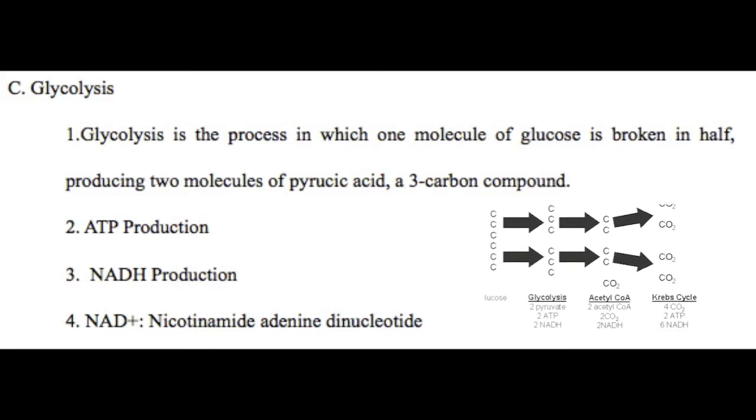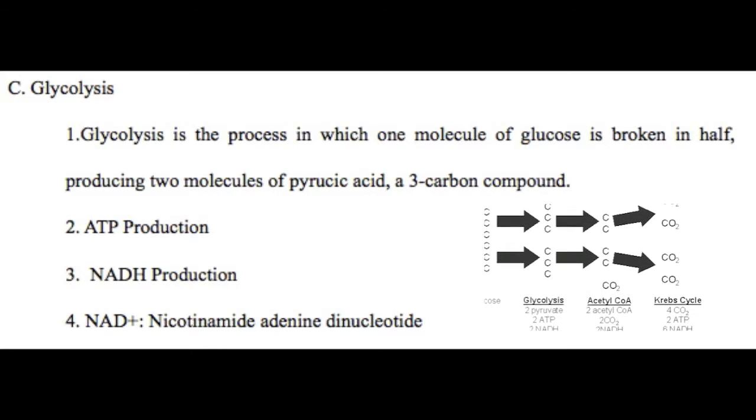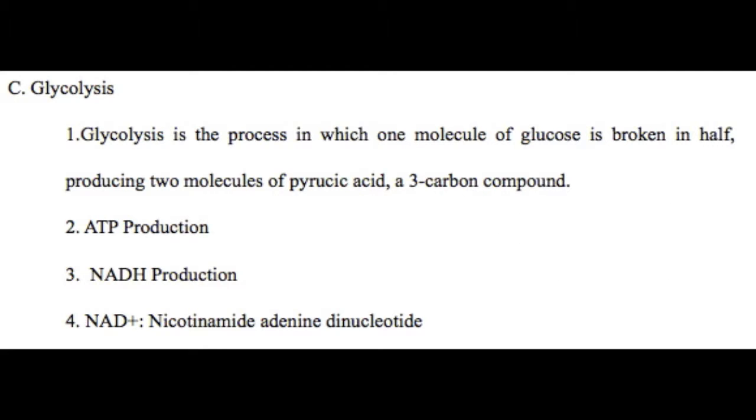Glycolysis is the process in which one molecule of glucose is broken in half, producing 2 molecules of pyruvic acid, a 3-carbon compound. ATP production is the main source of energy for glycolysis. For NADH production, one of the reactions of glycolysis removes 4 high-energy electrons and passes them to an electron carrier called NAD+, nicotinamide adenine dinucleotide.